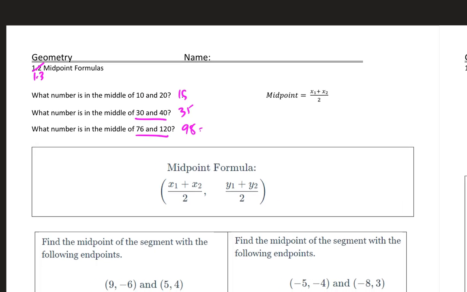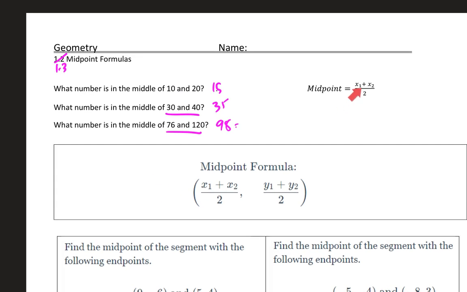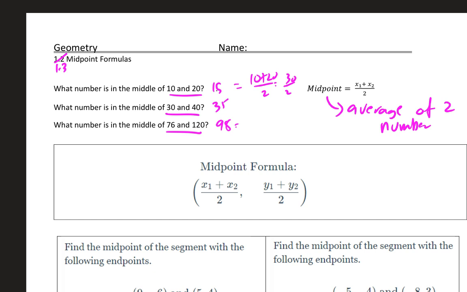Well, the easy way is we use what's called the midpoint formula. We just add the two numbers and divide by 2. So the midpoint is just like finding the average of two numbers. For 10 and 20, you would say 10 plus 20 divided by 2, which is 30 divided by 2, which is 15. For 76 and 120, you say 76 plus 120 divided by 2. So for any two numbers, we just add them up and divide by 2.